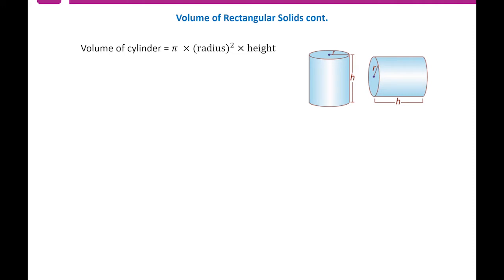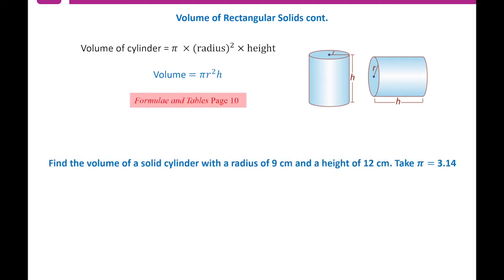Okay, let's look at our cylinders. The volume of a cylinder is given by pi r squared h. This is on page 10 of your formula and tables booklets. Let's look at an example. Find the volume of a solid cylinder of radius 9 centimeters and height 12 centimeters. Take pi as 3.14.